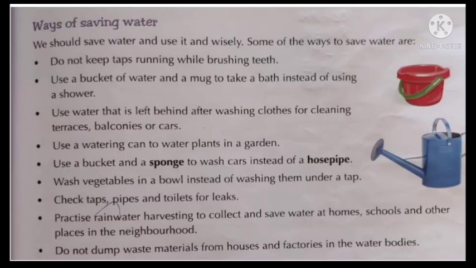Use a bucket and a sponge to wash cars and scooters instead of a hosepipe. Wash vegetables in a bowl instead of washing them under a tap. Check taps, pipes and toilets for any leak. Practice rainwater harvesting to collect and save water at homes, schools and other places in the neighborhood. Do not dump any waste material from houses and factories in the water bodies. So these are some of the ways through which we can save water because water is very precious. Thank you.